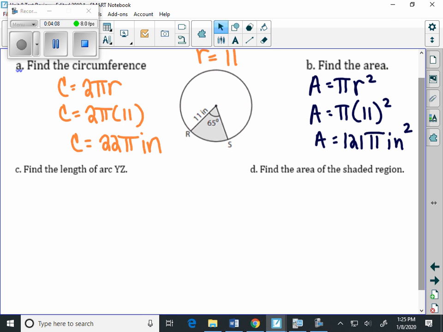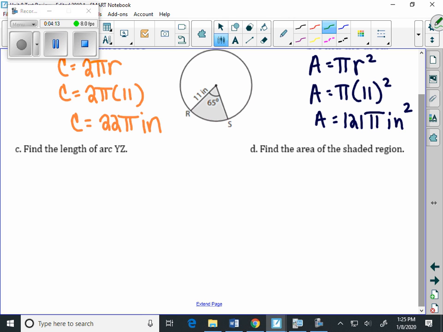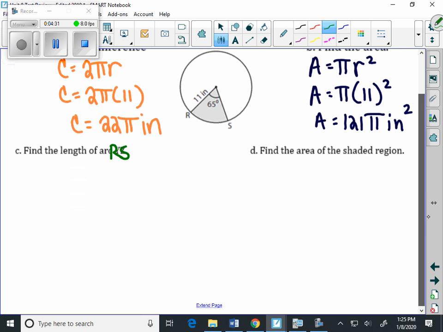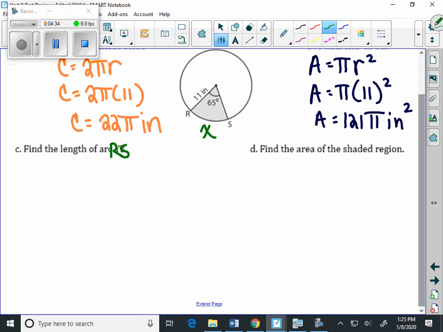If we want to find the length of arc Z, we're going to be using our proportion, and so the length of YZ, and actually that is a typo. Let's find the length of RS here. We'll fix that. The length of RS is going to be determined, I'm going to call it X, by X over the circumference. Well, if we look above there, we see that the circumference of that is 22 pi.